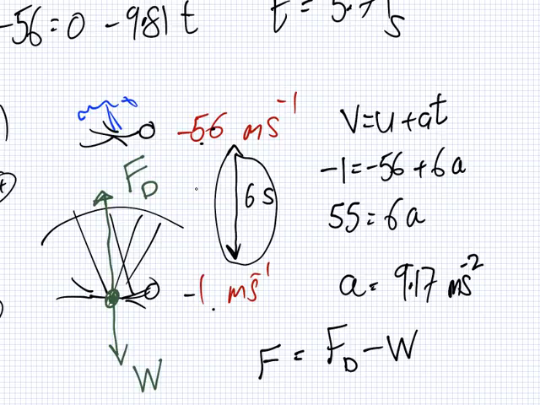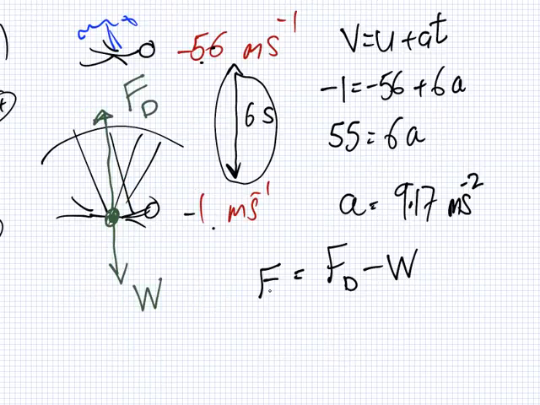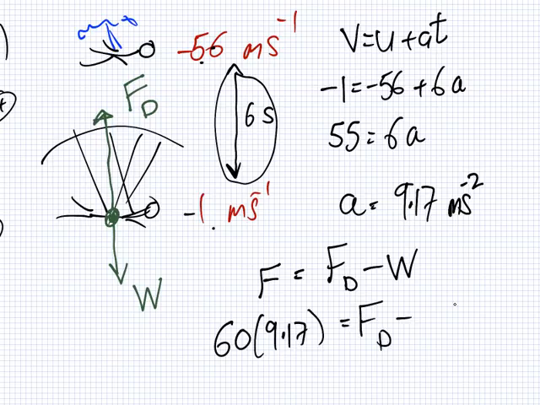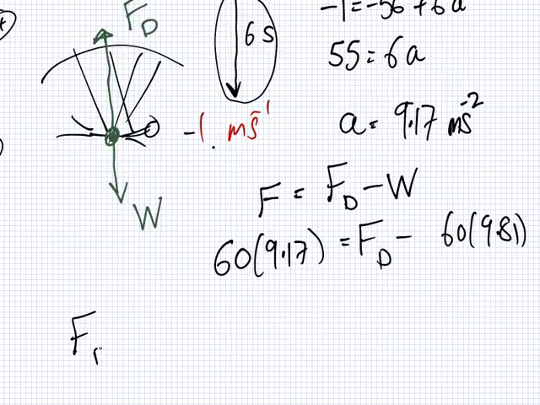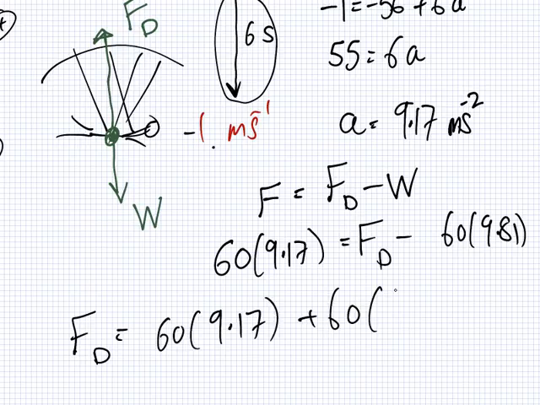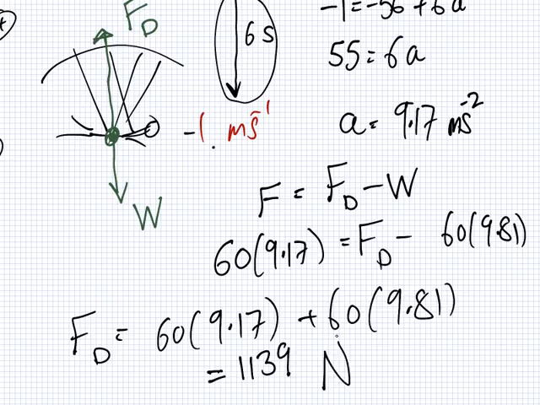Okay, so we know the formula for F, very easy, MA, so that'll be 60 times 9.17 equals FD minus mg. So here we go. It'll be 60 times 9.17 plus 60 times 9.81, newtons.